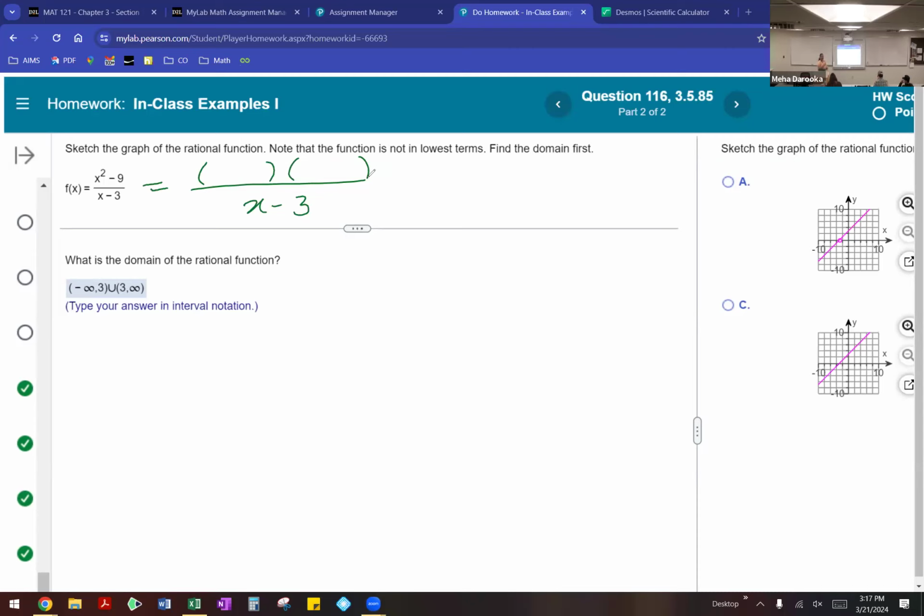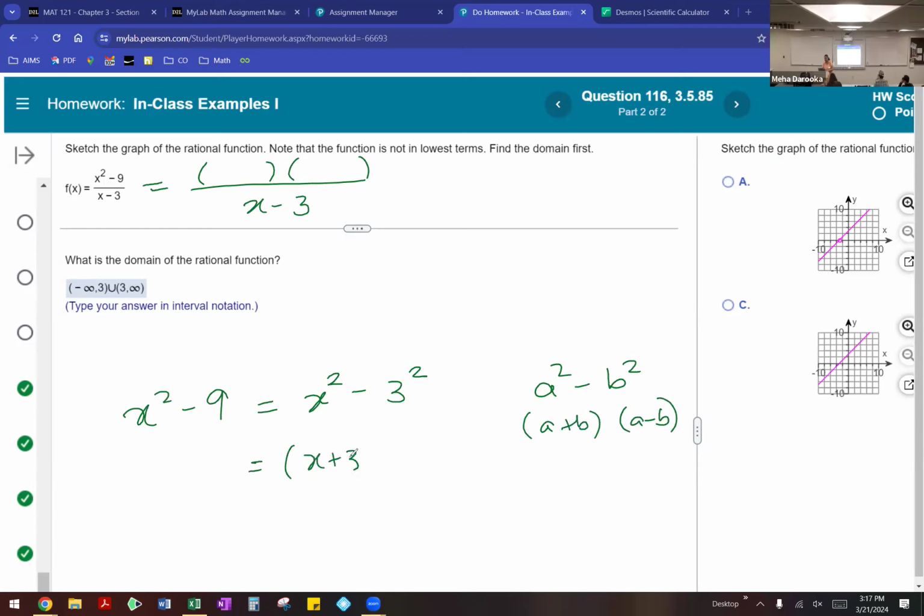How do we factor x squared minus 9? Yeah, you have to use difference of squares. Very nice. So if you have x squared minus 9, that's the same thing as x squared minus 3 squared. So remember, that's your difference of squares format that factors into a plus b, a minus b. And that's what we'll do here. It factors into x plus 3, x minus 3.